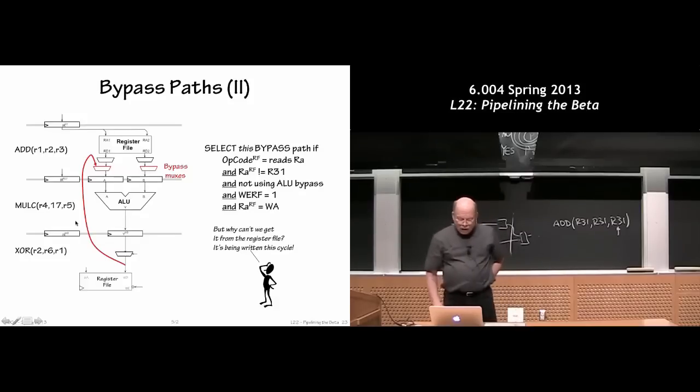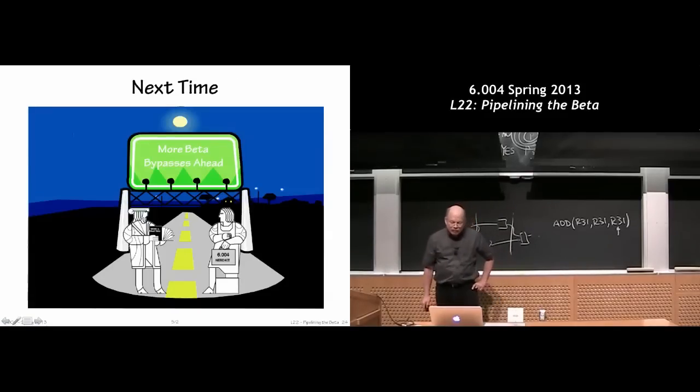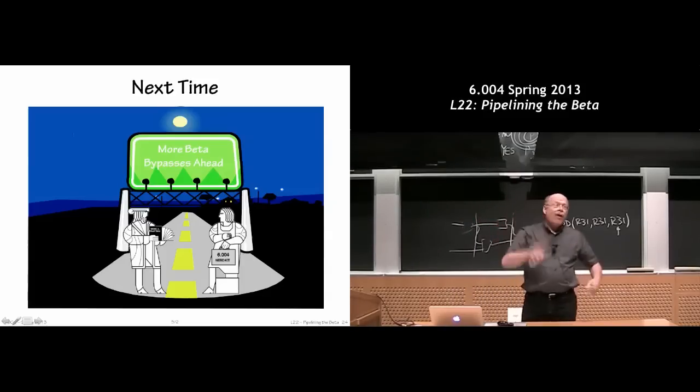Okay. So the question is, if it's about to be written in the register file, can't we just get it out of the register file? Just remember that the register file write happens at the clock edge at the end of the cycle, right? So it's not in the register file until after this XOR instruction has finished in the write back stage. Okay. Whew.